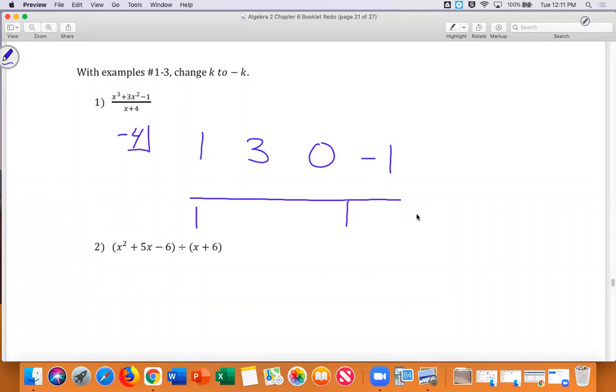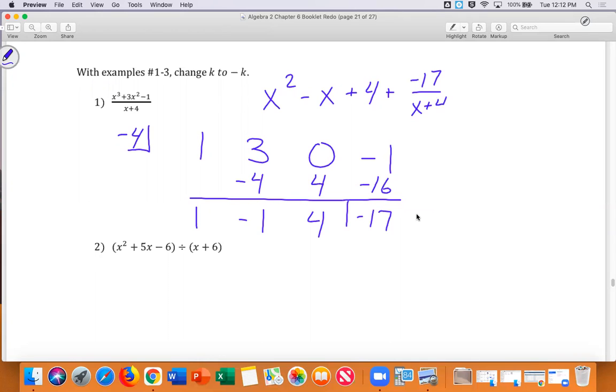Negative 4 times 1 is negative 4. 3 plus negative 4 is negative 1. Negative 4 times negative 1 is 4. 0 plus 4 is 4. Negative 4 times 4 is negative 16, and then my remainder is negative 17. So my answer would be x squared minus x plus 4, and then I would write plus negative 17 over x plus 4.